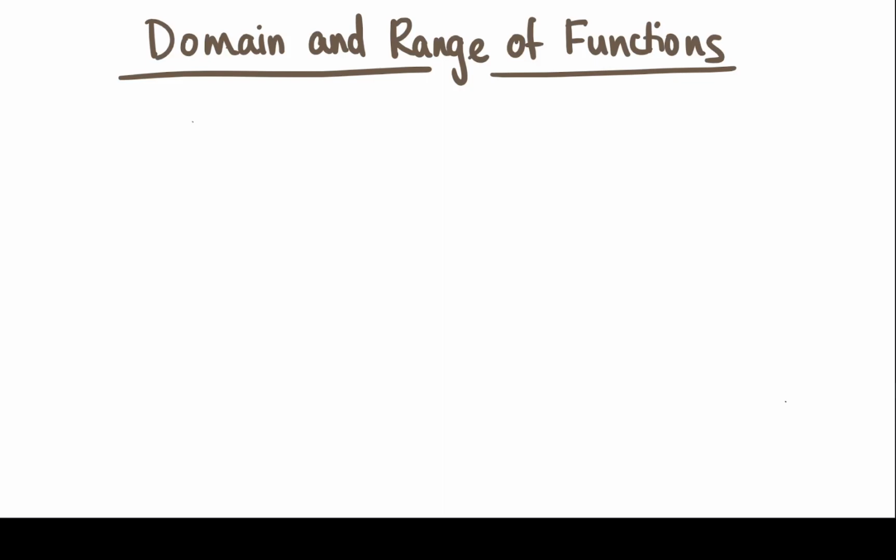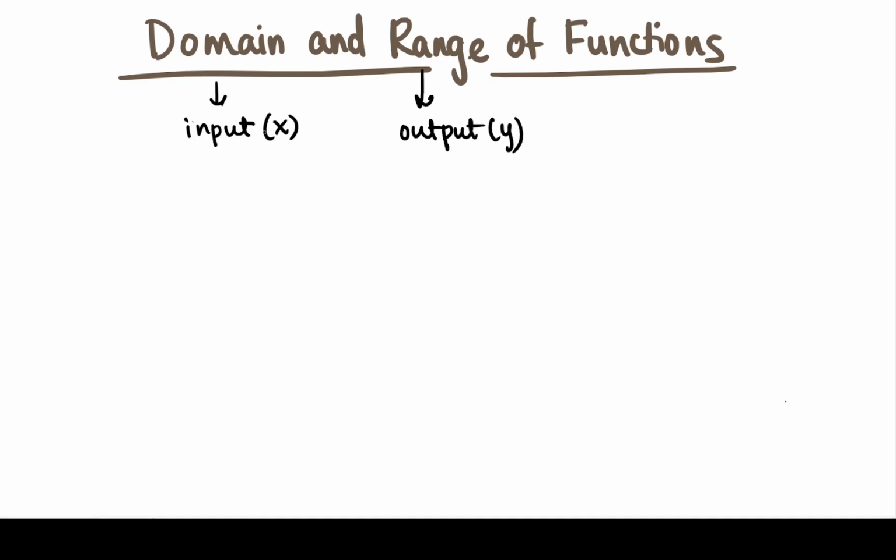In this video, we are going to talk about domain and range of functions. Domain is the set of all possible input values, which are mostly x, and range are all possible output values, which is mostly y. And this variable can change depending upon the function. Let's do some example.